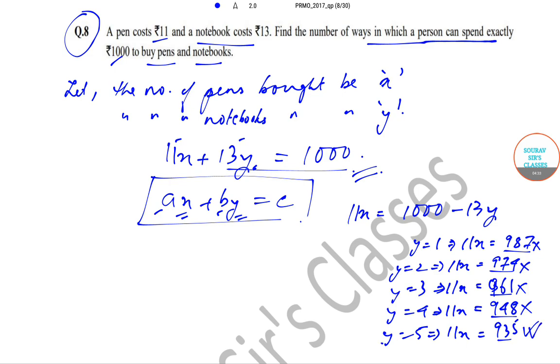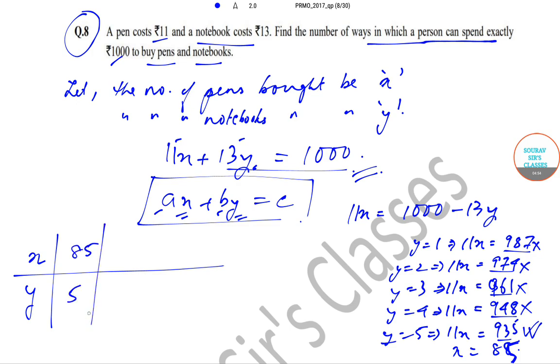So if y is equal to 5, then x will be equal to 85, not 88. Okay, so 85 and 5 is one integral solution. If we put x over here and y over here, we have x equal to 85 and y equal to 5. So this is one integral solution that we are getting.